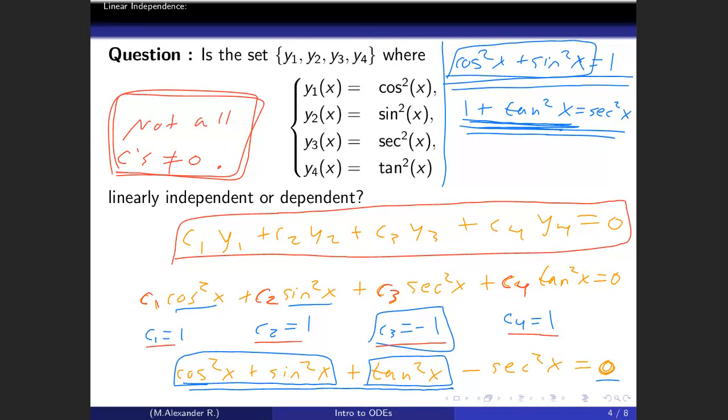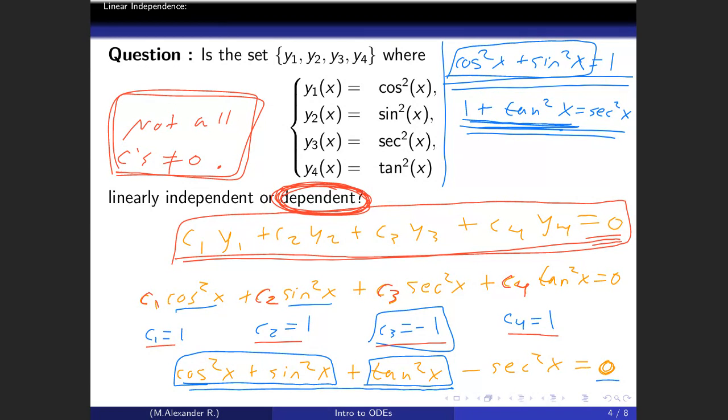If you are able to choose different numbers, not all 0, such that the linear combination is equal to 0, then that means that the functions are linearly dependent. Okay, the functions are linearly dependent. So I'm changing the definition that I had in the very beginning slightly because I think it seems a little bit more intuitive this way, but technically I am saying the same thing.